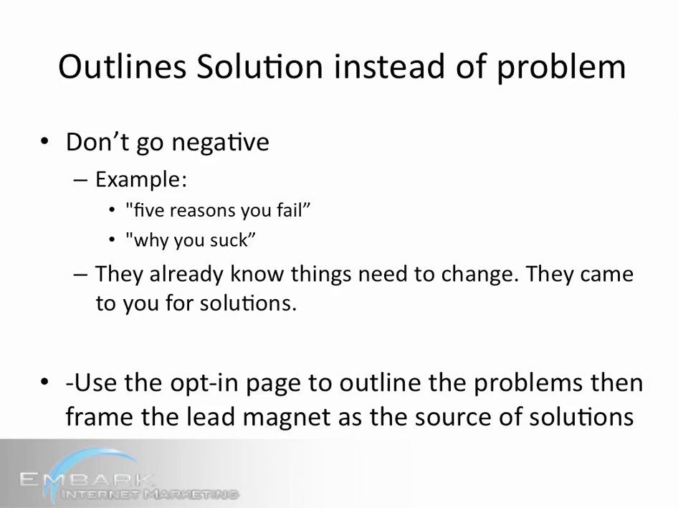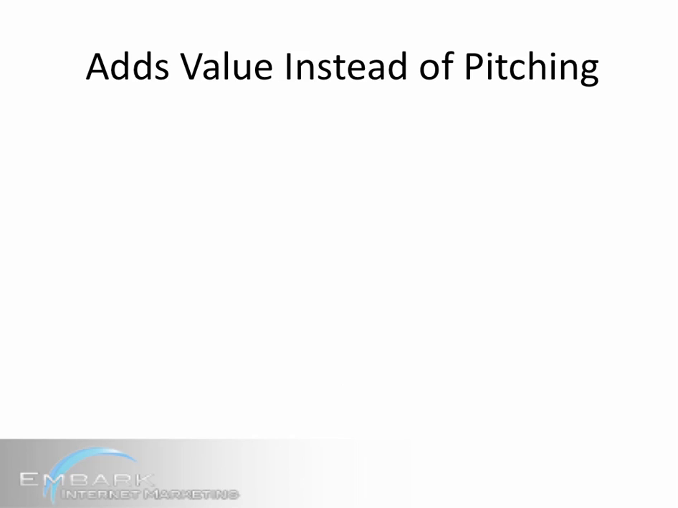So use the opt-in page. And we explain in other trainings, other videos, what that is and how to construct that. But use that page you land on that says, hey, here's what you can learn in this presentation or in this ebook. Give me your name and email. Use that space to outline the problems. Then frame the lead magnet, the ebook or the video, as the source of the solutions. Does that make sense? So don't just say, okay, give me your name and email, and I'll tell you why things are not working for you. They know things are not working for them. Give them the answer. Make that the ebook.